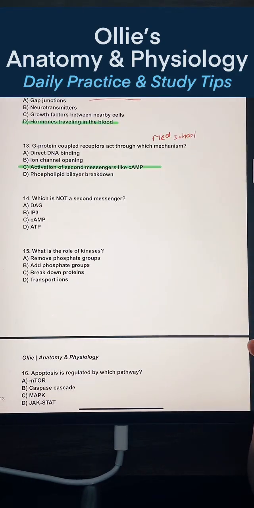Number 14, which is not a second messenger? A, B, C, or D?